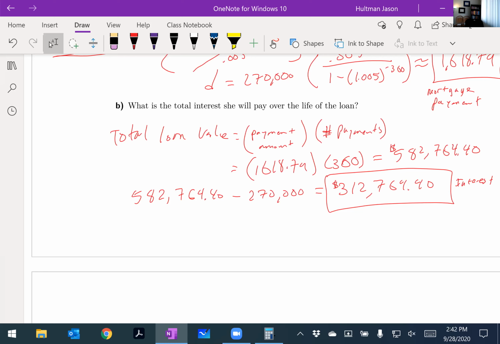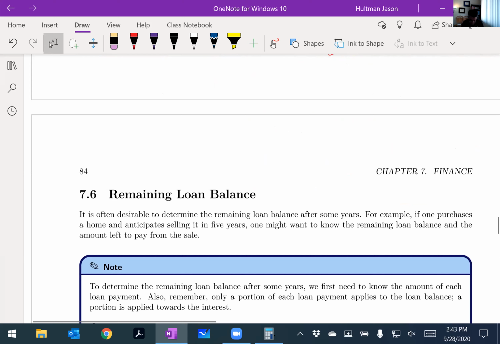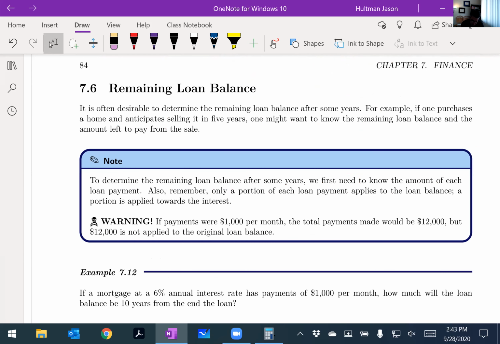Okay. Let's cover 7.6, or at least start into it. It is often desirable to determine the loan balance after some years. For example, if one purchases a home and anticipates selling it in 5 years, one might want to know the remaining loan balance, the amount left to pay from the sale, right?